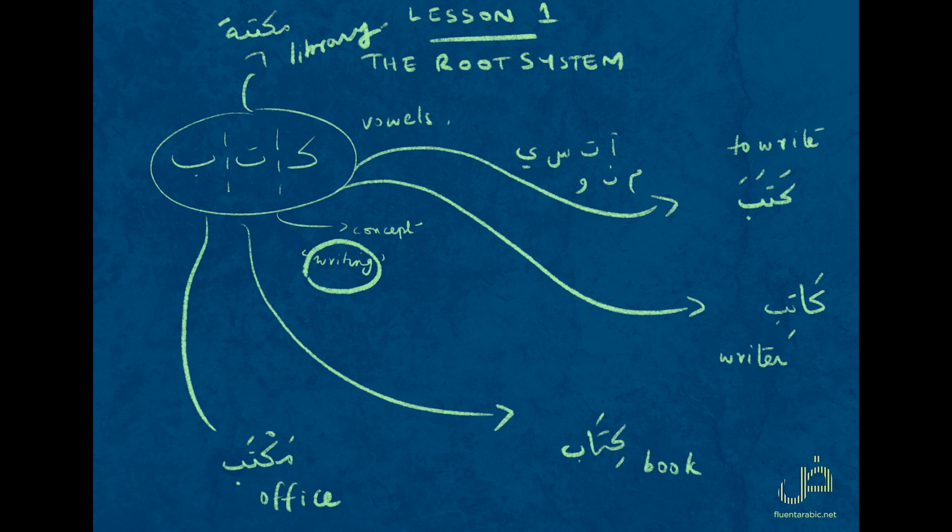So in this way, we can learn multiple words by learning a single root. If you understand the root, then it is easy to remember all the words derived from it. So in this way, you can increase your vocabulary of the Arabic language exponentially by understanding how the root system works and how to derive words from the root. Now we are going to look at some more examples to understand this concept better bi'idhnillahi ta'ala.